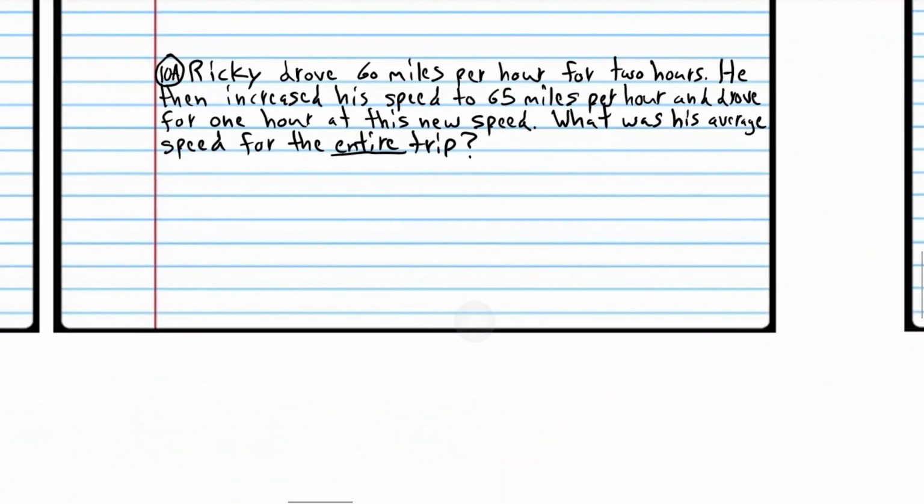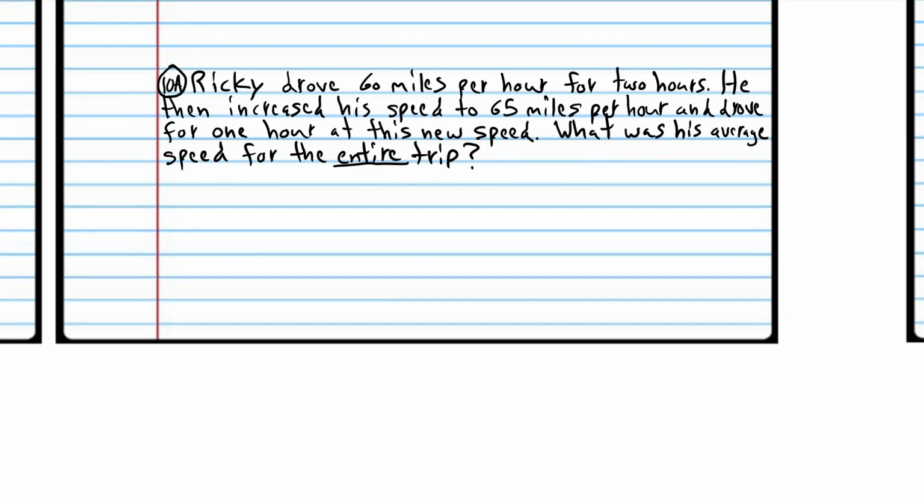We're running out of time, so we got to get to these last problems. All right, Ricky drove 60 miles per hour for 2 hours. He then increased his speed to 65 miles per hour and drove for 1 hour at this new speed. What was his average speed for the entire trip?